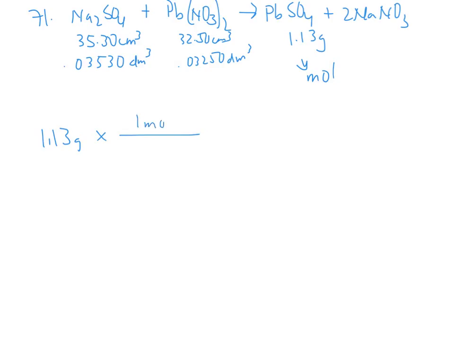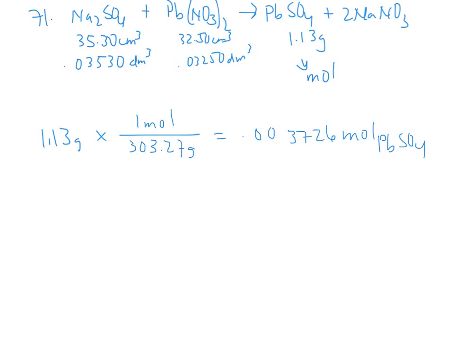so 1 mole, 303.27, I guess I'm actually dividing by the molar mass here. So 1.13 divided by 303.27 lets me know I have 0.003726 moles of lead sulfate.